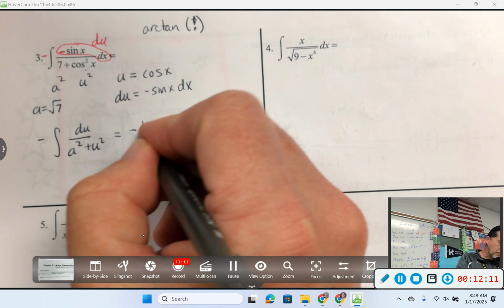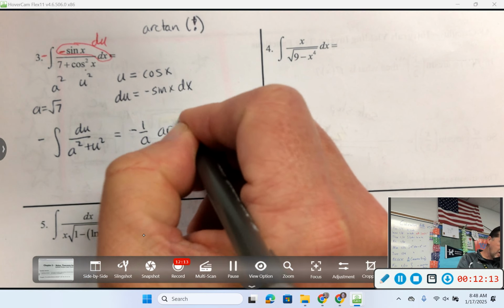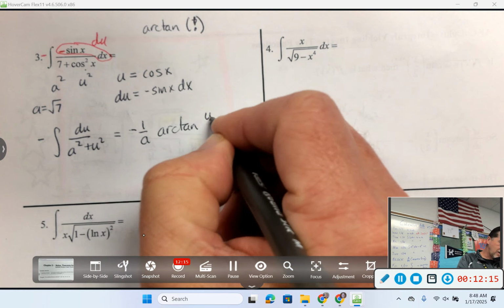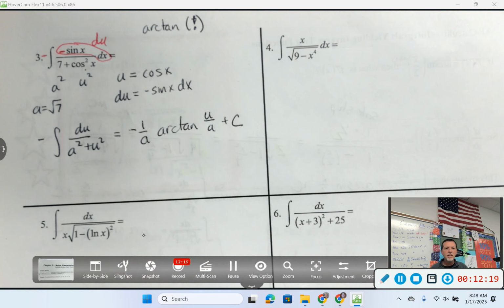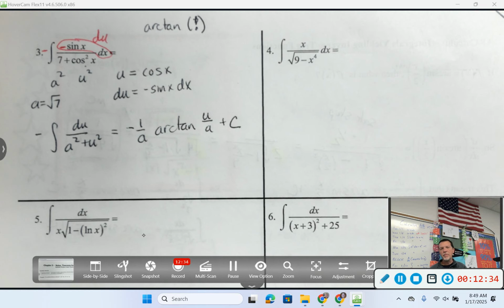So negative 1 over a arctan u over a plus c. Right, because I've said what u is and what a is, so that's an okay answer. How about number 4? What does number 4 look like?